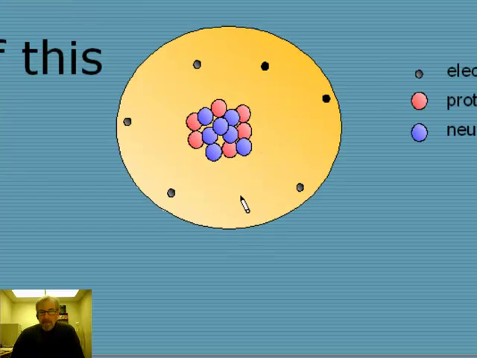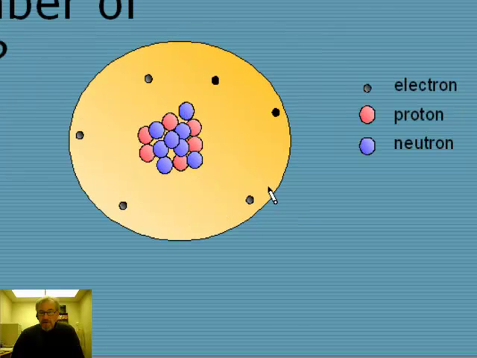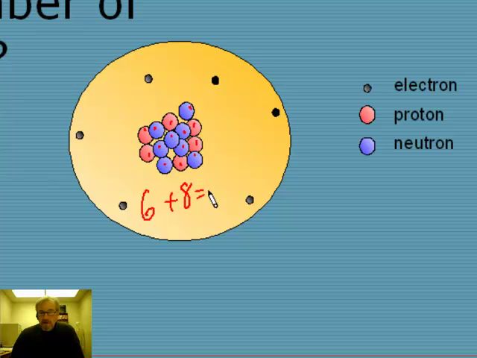Try this one. If you can count fast, you've already realized that you still have 6 protons, so it must be the same element. It's carbon. This time, however, you have 1, 2, 3, 4, 5, 6, 7 neutrons. So our mass number is 6 plus 7, which is 13. Here's another atom. If you count the protons, you still find 6. If you count the neutrons now, you have 1, 2, 3, 4, 5, 6, 7, 8. So this mass number is 14.